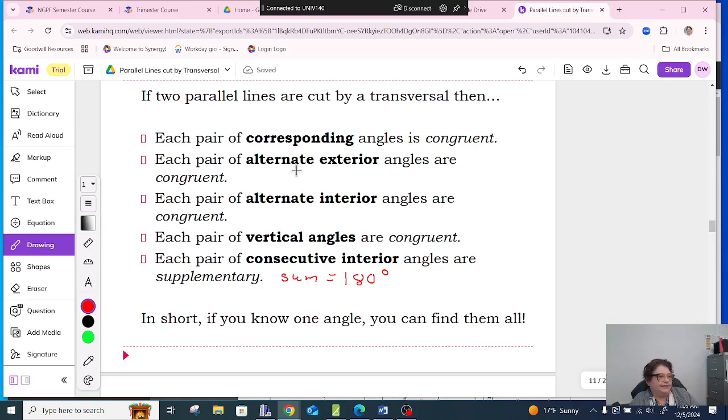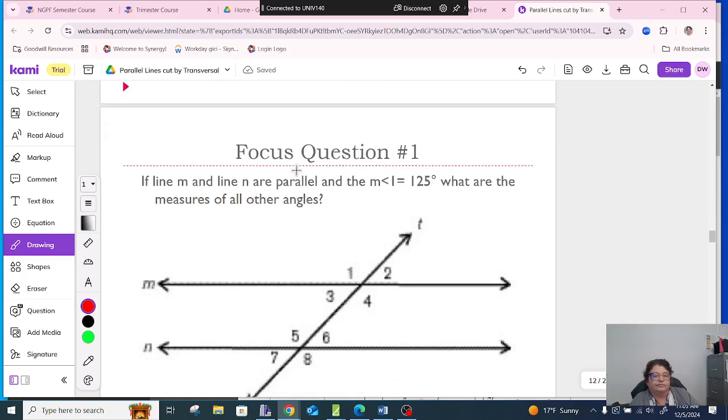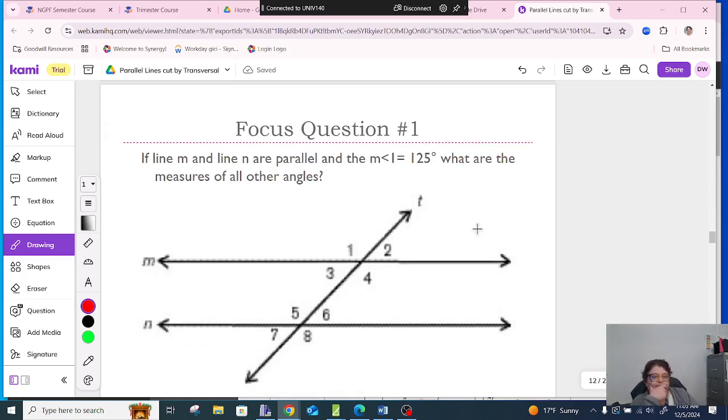I'm just waiting until everybody gets it written down. So right here, it's saying angle 1 is 125 degrees. If angle 1's 125 degrees, what's angle 4? 125. Angle 5 is 125 because they're corresponding angles. These two are vertical, but over here is corresponding. And what about 8? That one's 125 also.